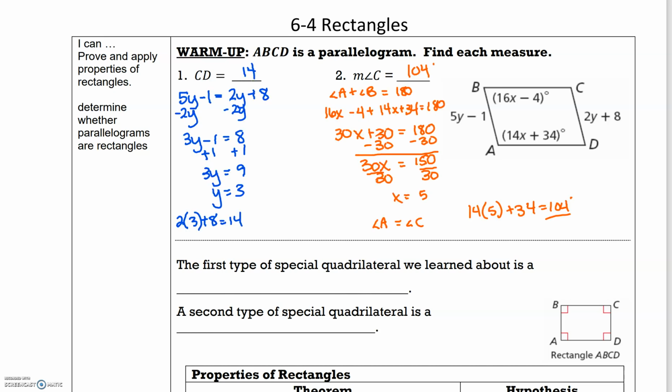All right, so setting those opposite sides equal, we get 3 for Y, and we plug it back in for CD to get 14. For number 2, we add A and B together and set it equal to 180. And then we solve to get 5 for X. We're looking for angle C, which we know is going to be the same as angle A because they're opposite. And so we plug it in for A, which is the same as C, and we get 104 degrees.